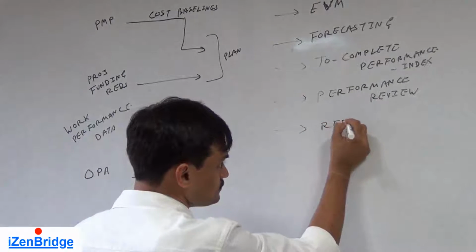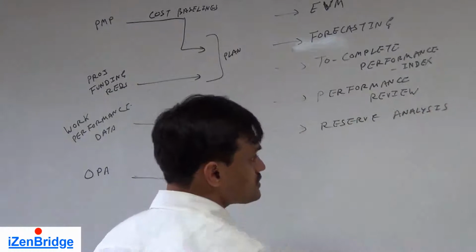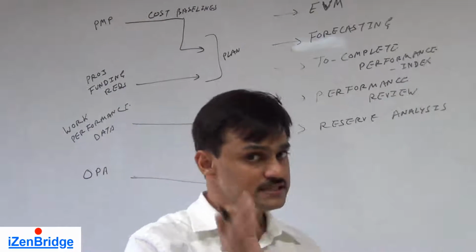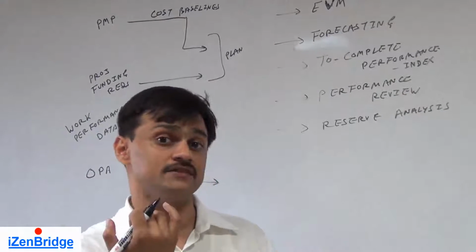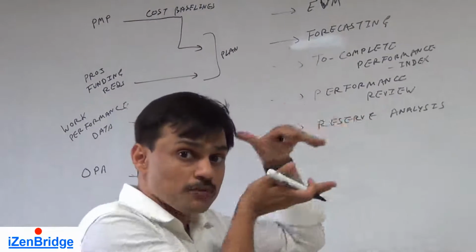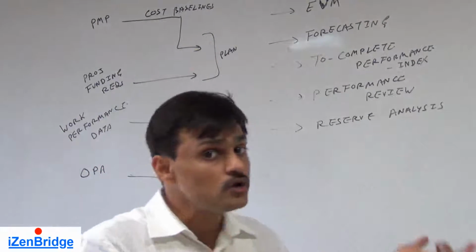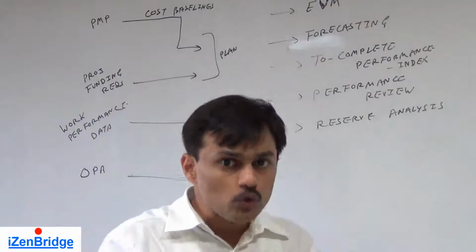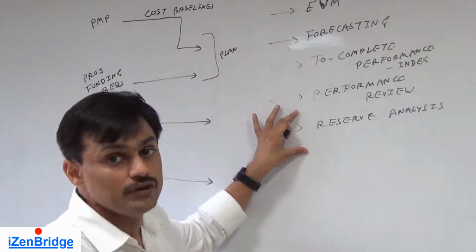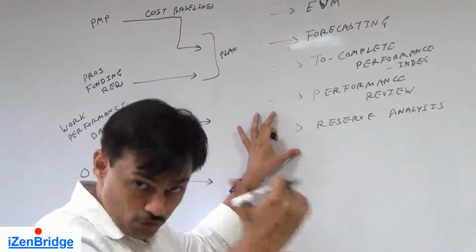Reserve analysis. In the previous two processes, we spoke about various reserves, contingency reserve and management reserve. Contingency reserve is the one which came along with the activities, for known unknowns. Management reserve was given on top of the project cost baseline, added up to the cost baseline, for unknown unknowns. So continuously while controlling cost, we also need to see where we stand against our reserves. Have we consumed a good portion of these reserves, or are reserves sufficient to take care of future risks?